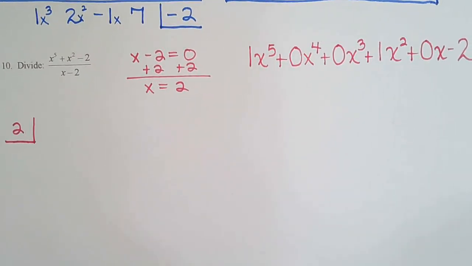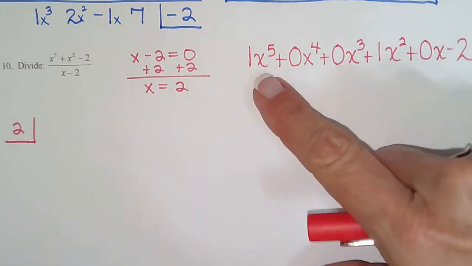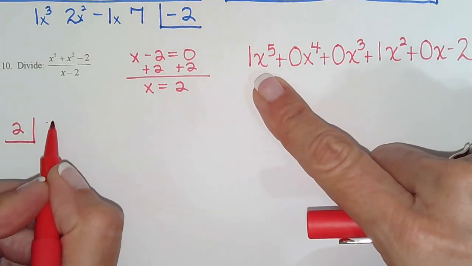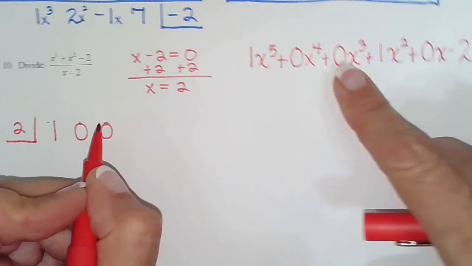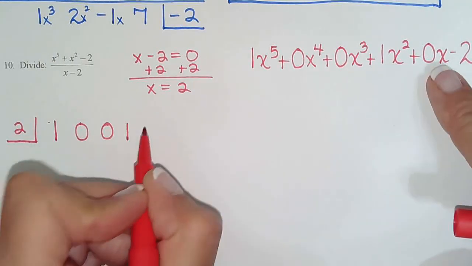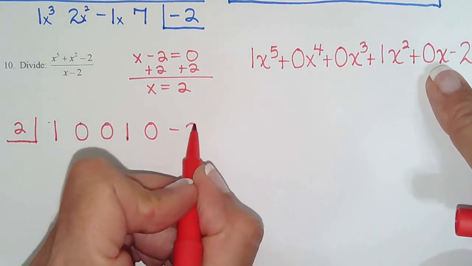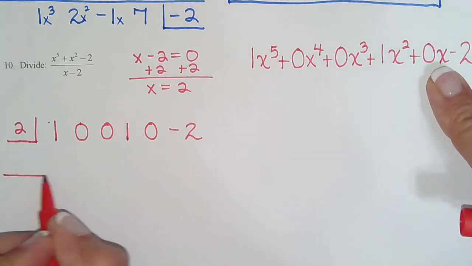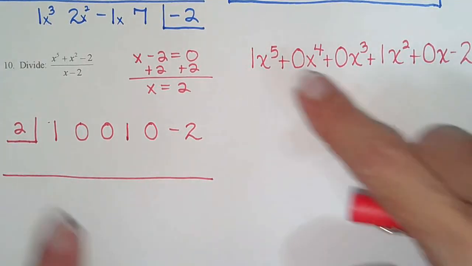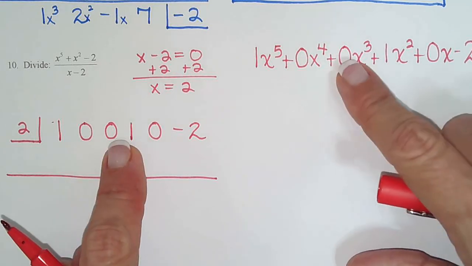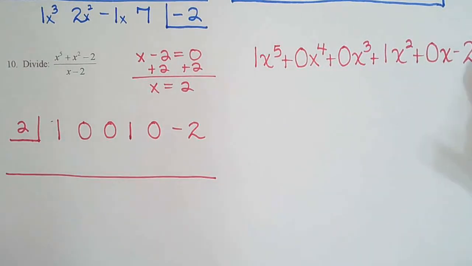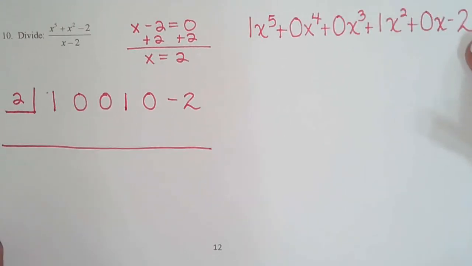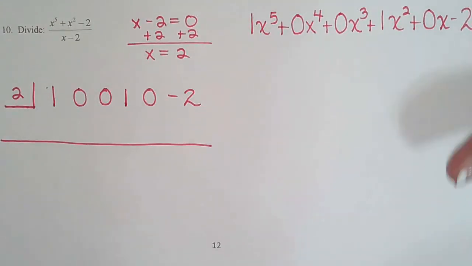I'm having a hard time keeping it on the same page. I wrote too big. So then we have 1, 0, 0, 1, 0, negative 2. Okay, we are ready to begin.